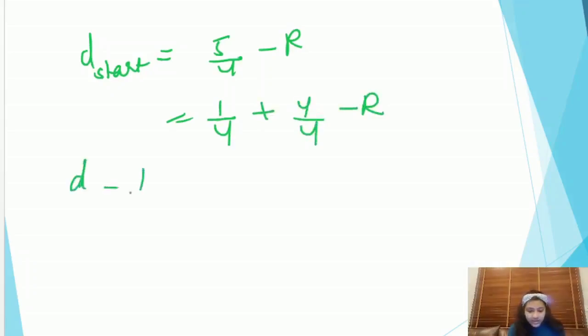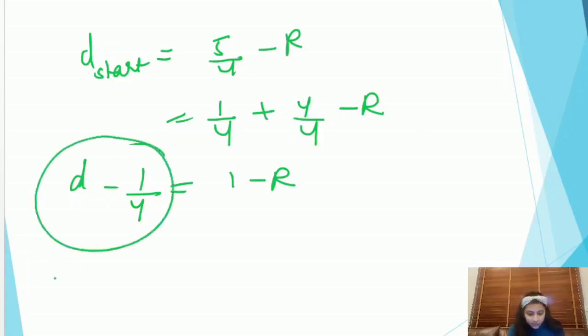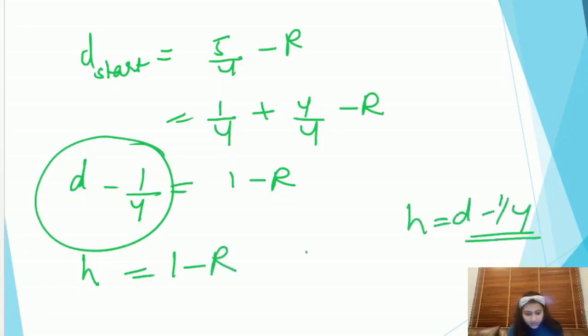Now let's take this 1 by 4 over here. So on the left hand side we are left with d minus 1 by 4, and on the right hand side we are left with 1 minus r. Now let's replace this d minus 1 by 4 with some other value. Let's call it h. So this h is nothing but d minus 1 by 4.